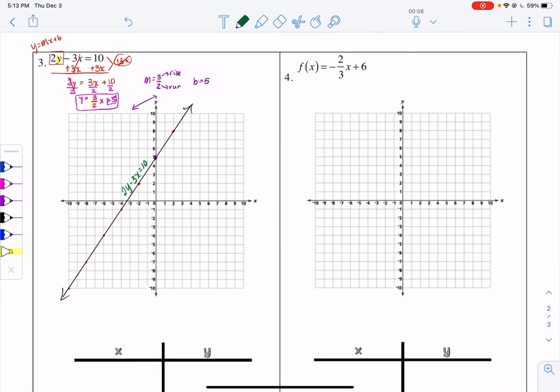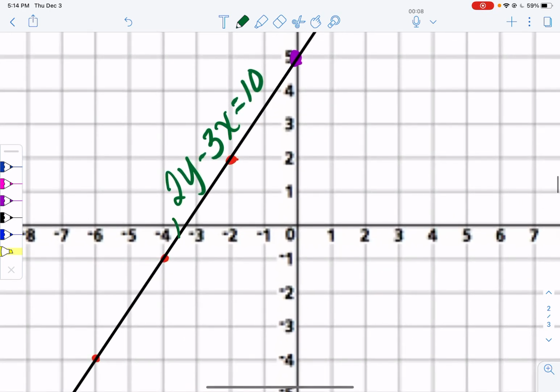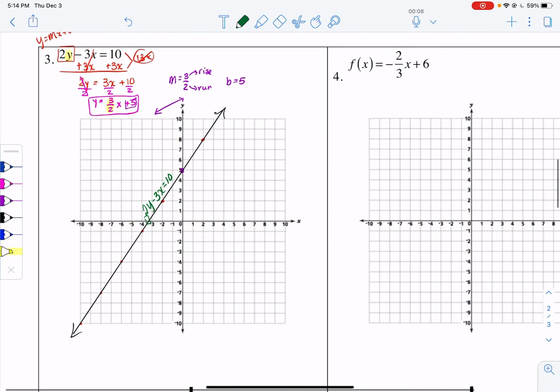You can do the x-intercept and y-intercept approach, but your x-intercept is not a nice number because if you look, your x-intercept is going to be a decimal. So you're going to get a decimal approximation, which will be a little annoying.